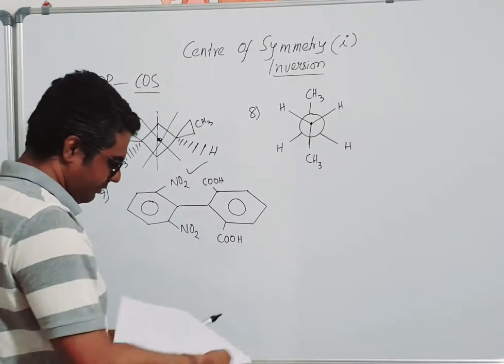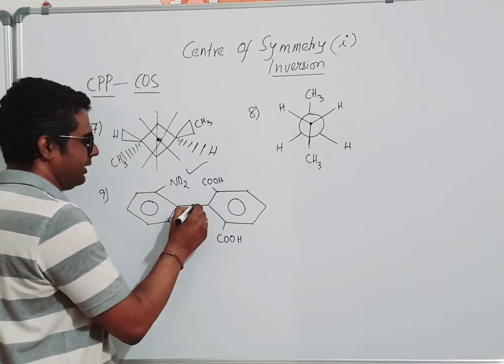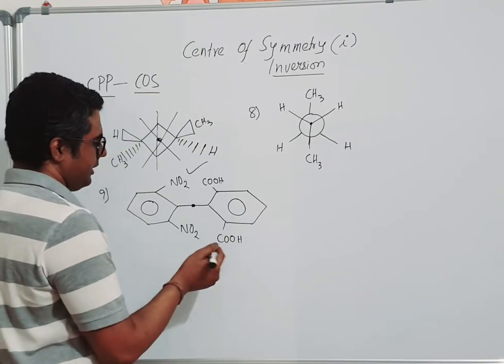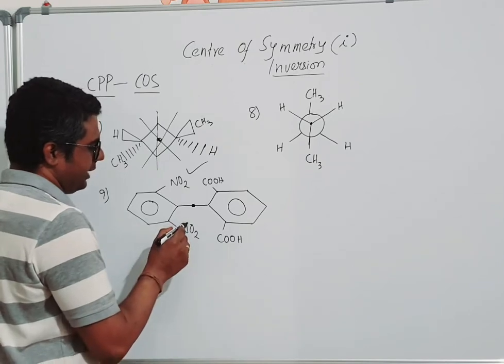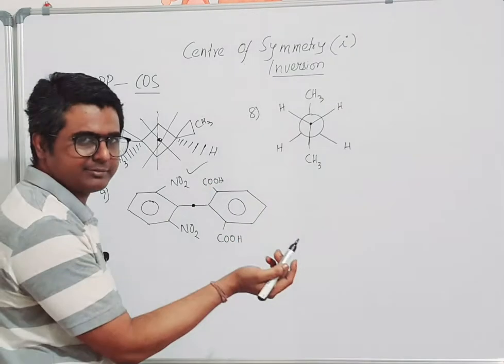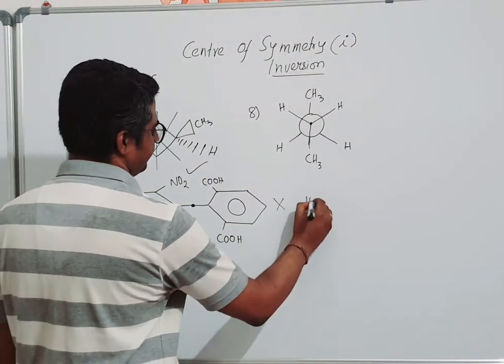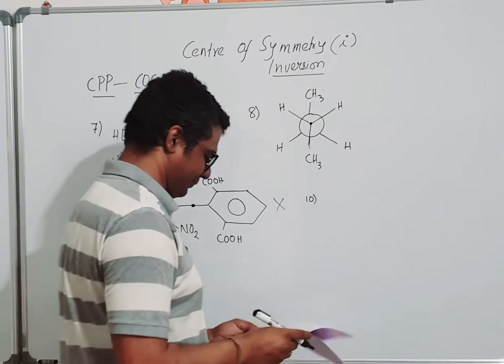Okay, so if you want to draw a center of symmetry for this one, I don't think this will be possible, because if this is the center of symmetry, see, if you just start with NO2, it will not reach NO2, and in any case it is highly unsymmetrical, no center of symmetry. Another HW.